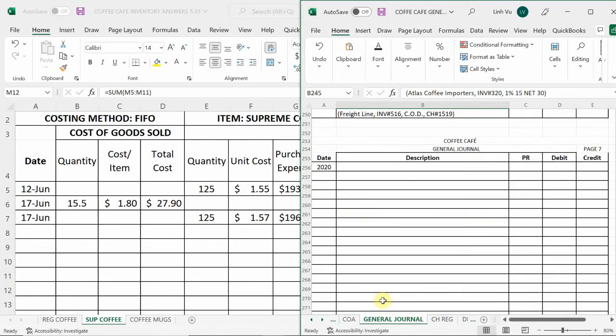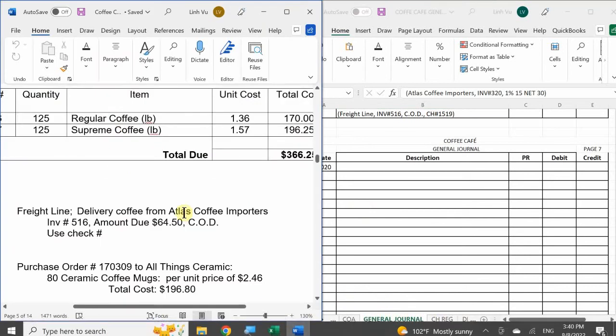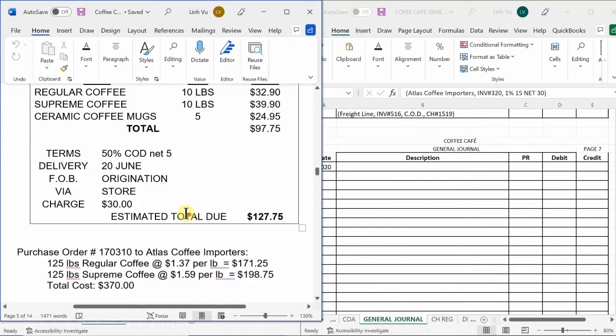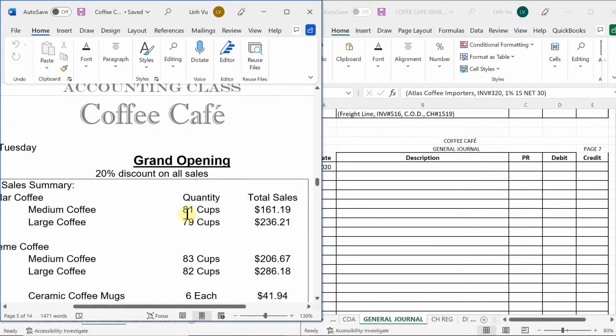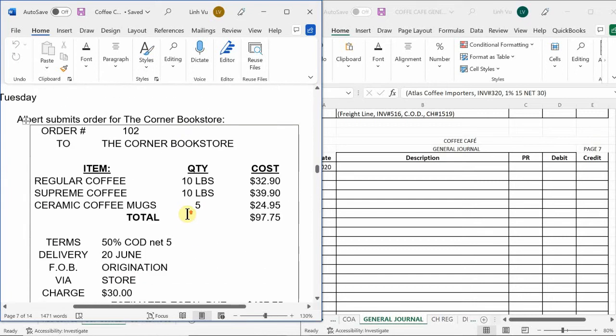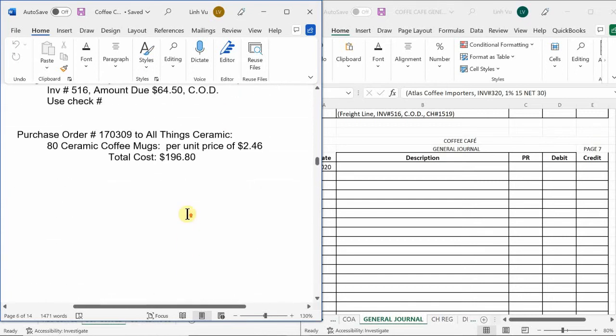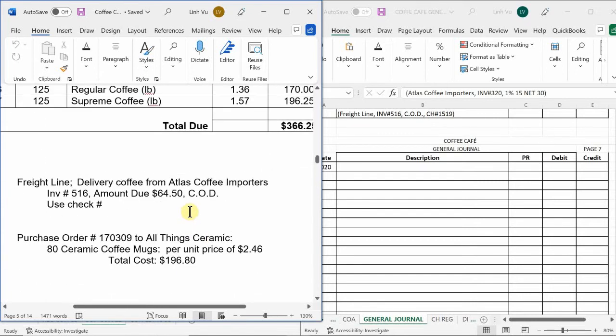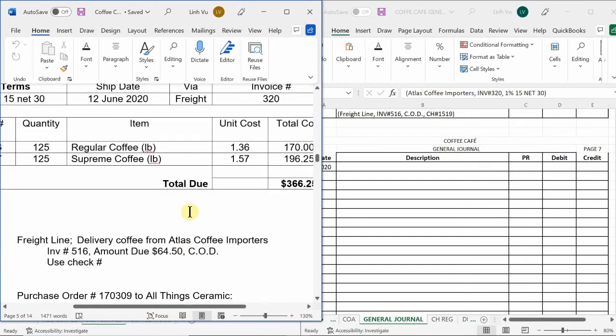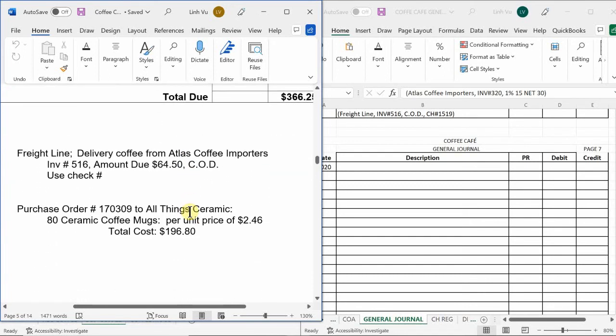So let me see what else. Yeah, we should be able to finish today, the date today. So in this case, let's see what happened next. So now that we received our coffee, we updated our inventory.